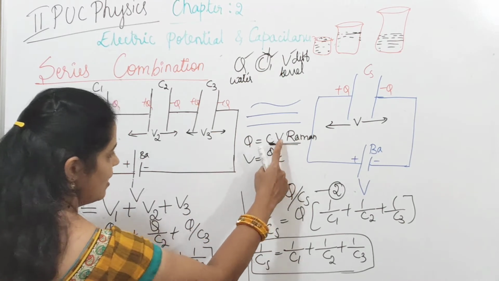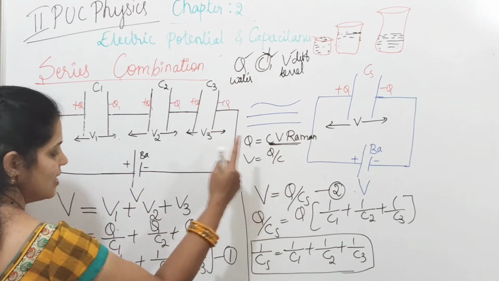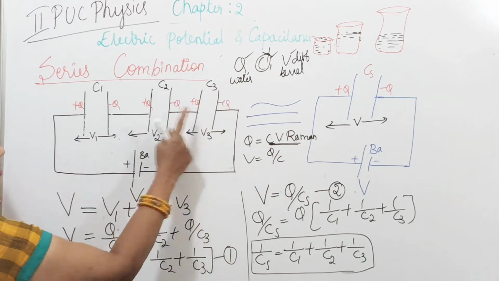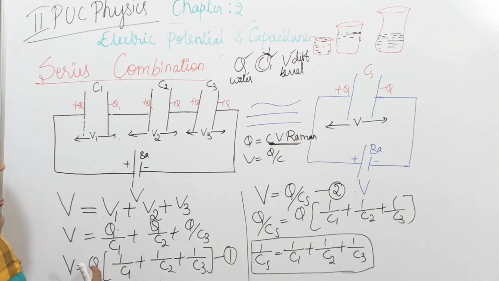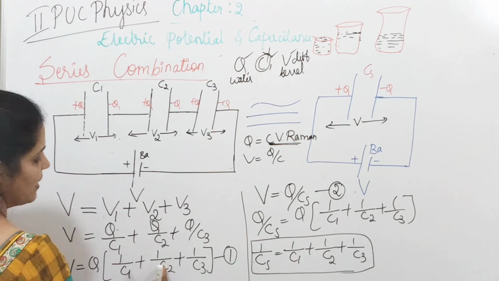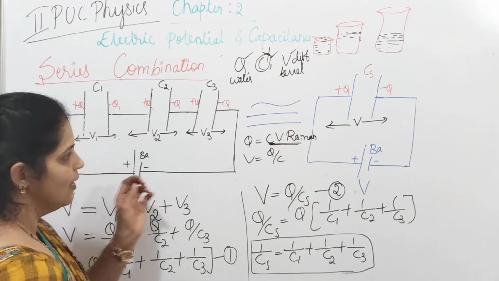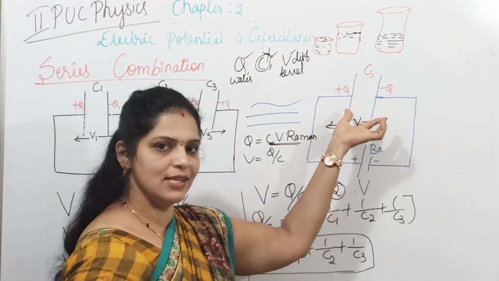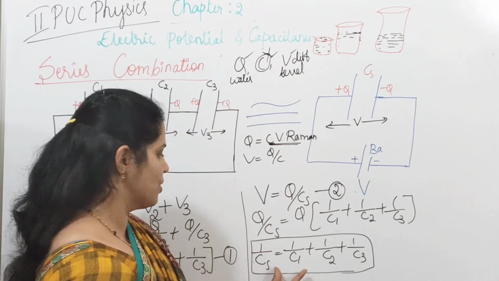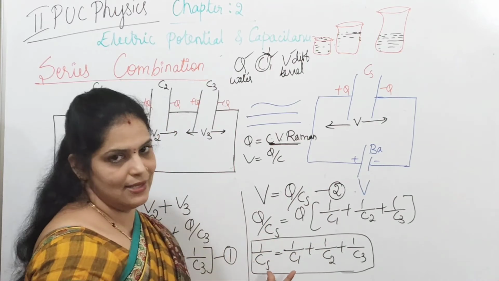Q is CV. Then V can be written as Q by C. Apply that for each capacitor. Here Q is being same for each capacitor. You take it outside. Remaining is 1 by C1 plus 1 by C2 plus 1 by C3. Then apply same concept for single capacitor and equate them to get the equation for CS.